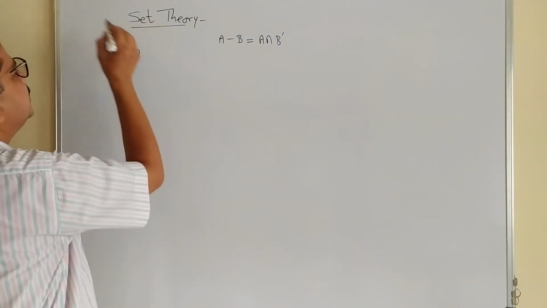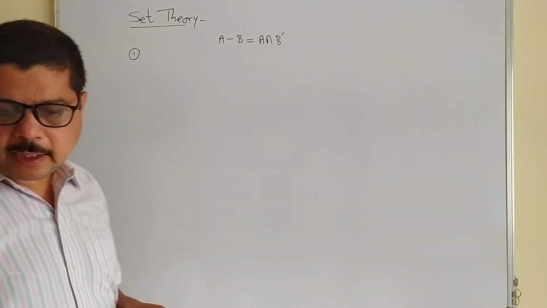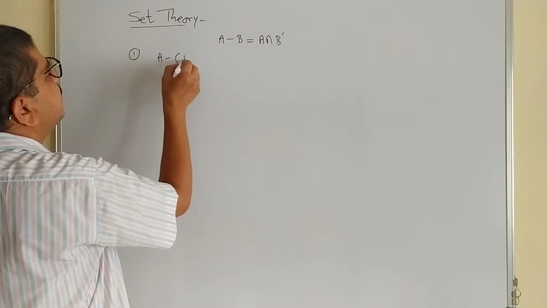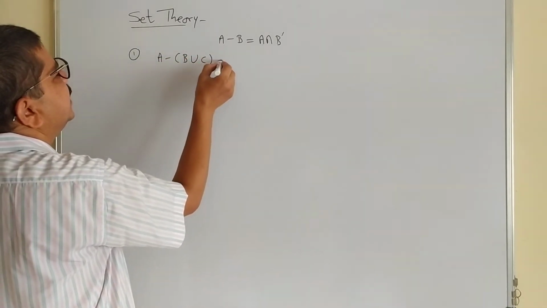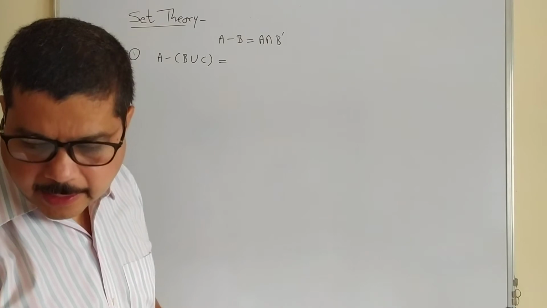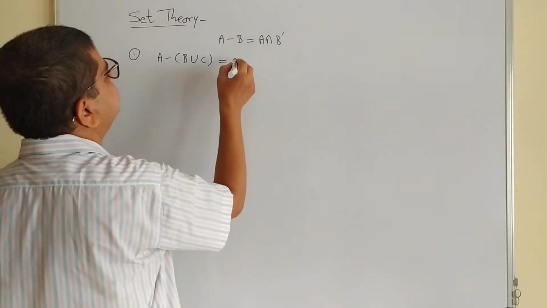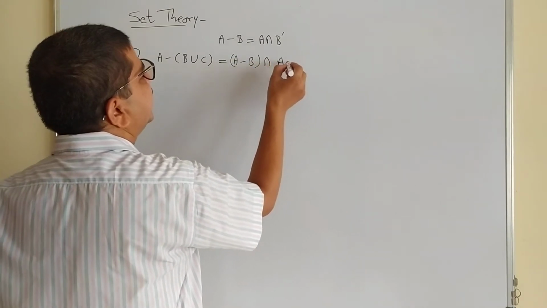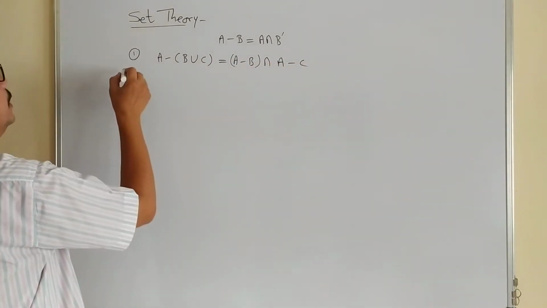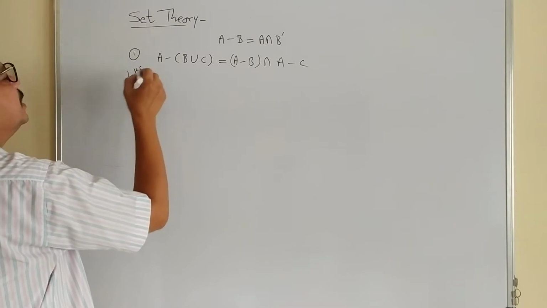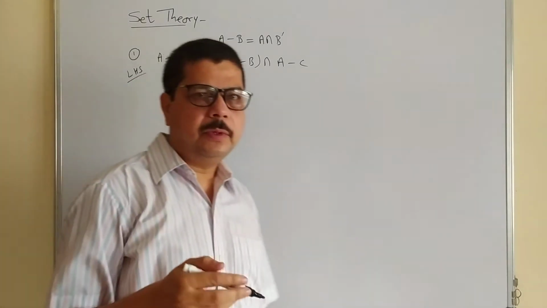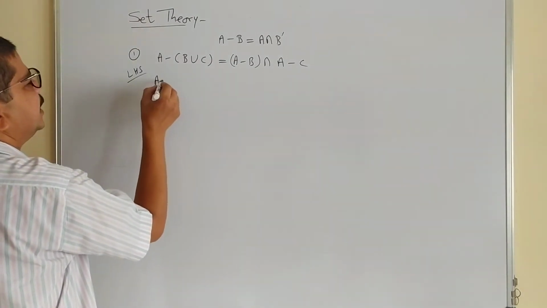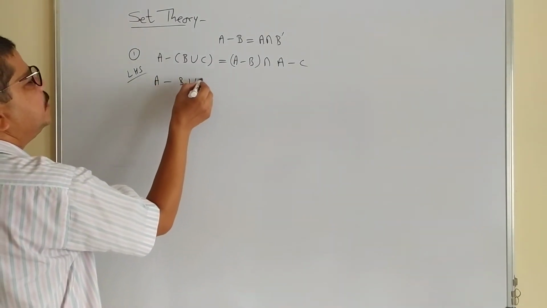एक प्रॉब्लम सबसे पहले ले रहा हूं मैं। प्रूव दैट, क्वेश्चन इज प्रूव दैट A minus B union C equal to A minus B intersection A minus C. So as we know, in all such problems where you are going to prove, we take left hand side and come to the conclusion. A minus B union C.